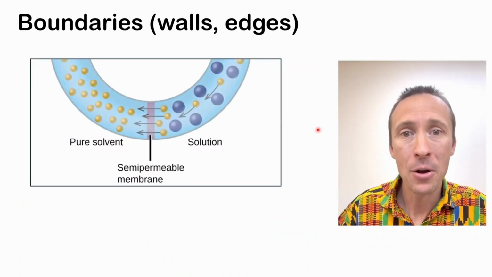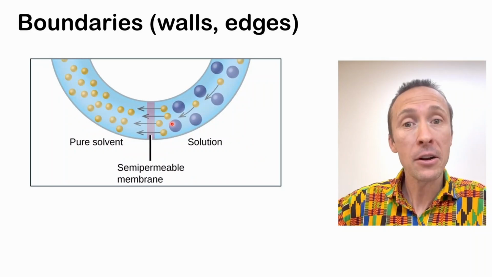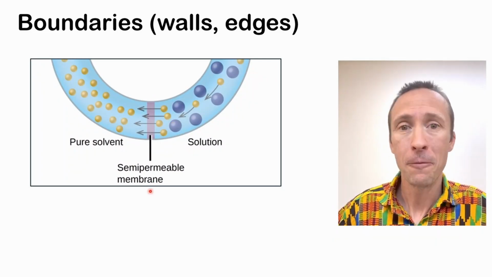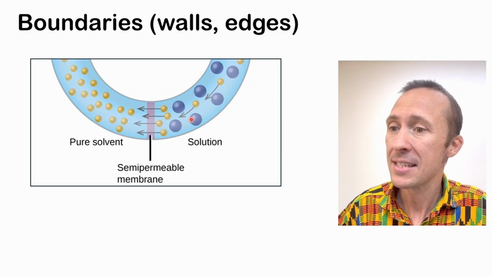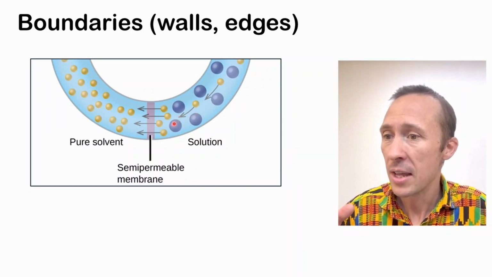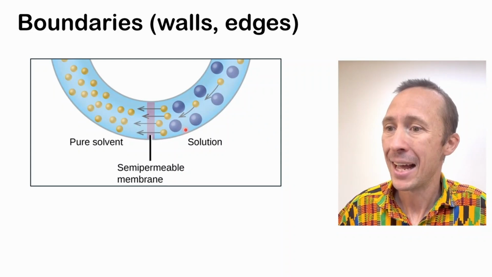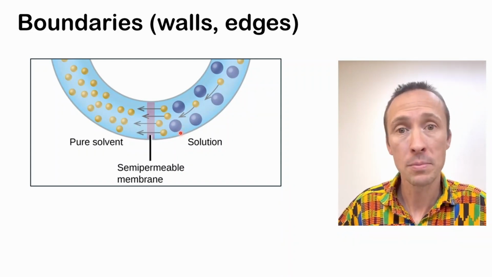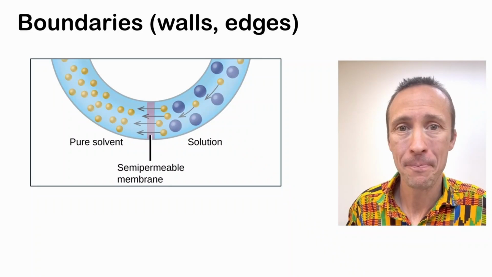Now, a boundary that is semi-permeable allows for matter to be exchanged with the surroundings. For example, if we have a semi-permeable membrane here, this allows the smaller yellow balls, the solvent molecules, to pass through the boundary, but not the larger solute molecules here. So this is an example of an open system.